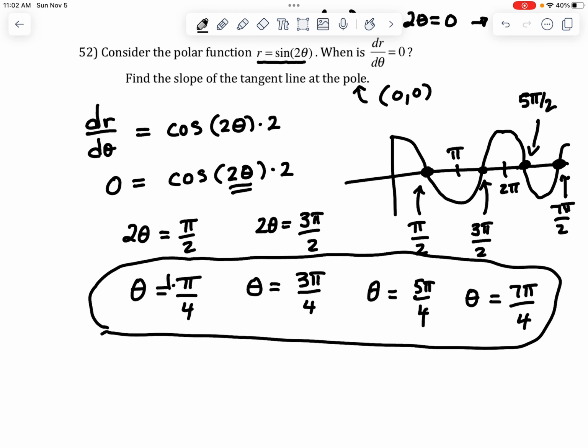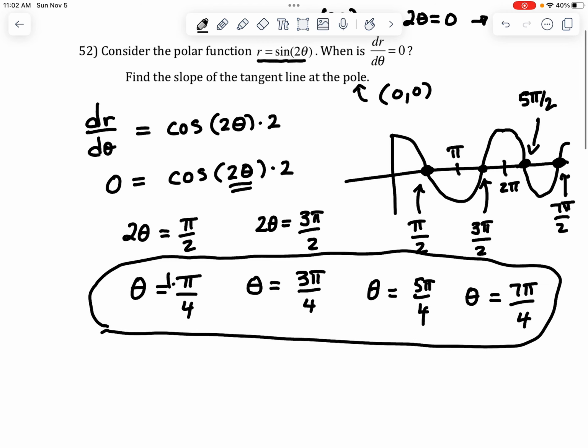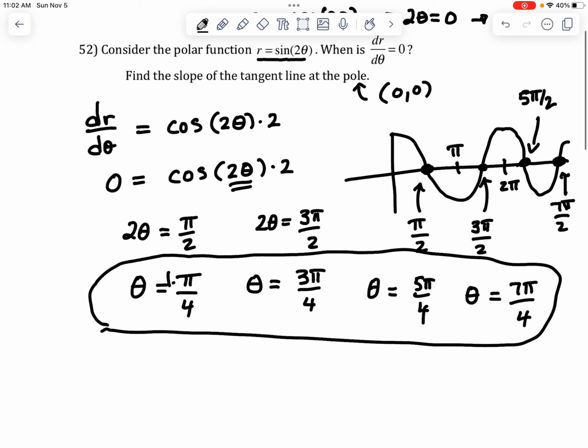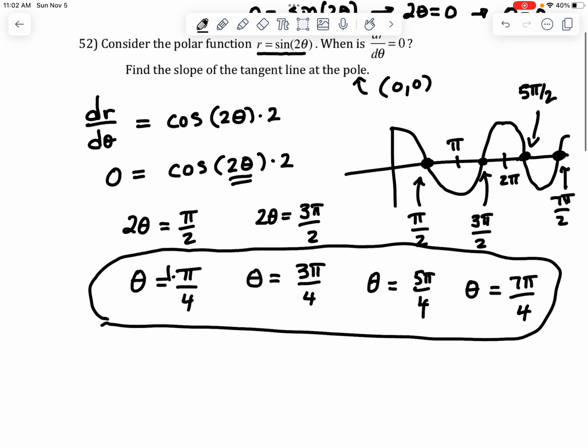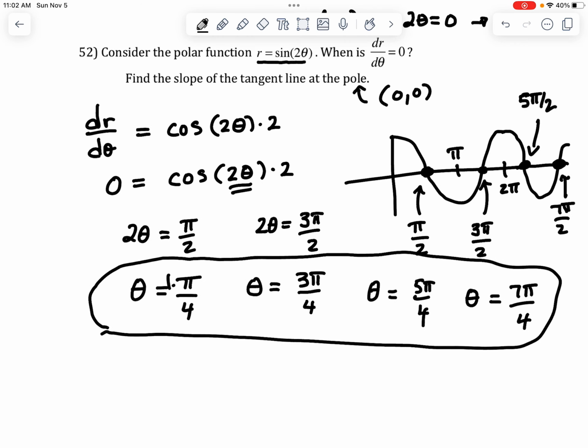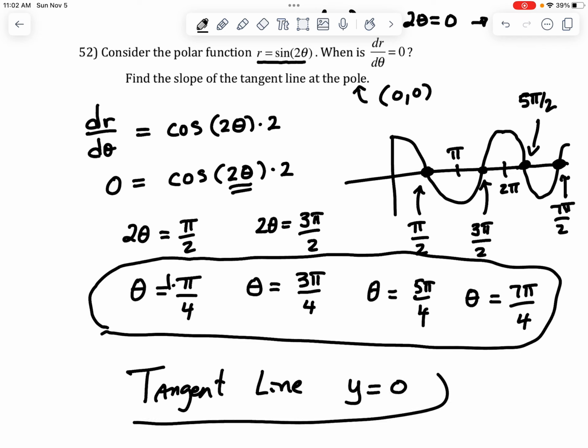So the slope of the tangent line at the pole, well, that's just going to be the x-axis, and so y equals 0.